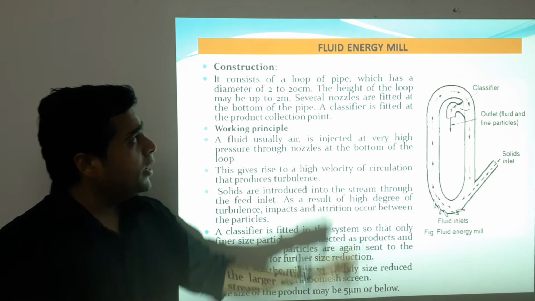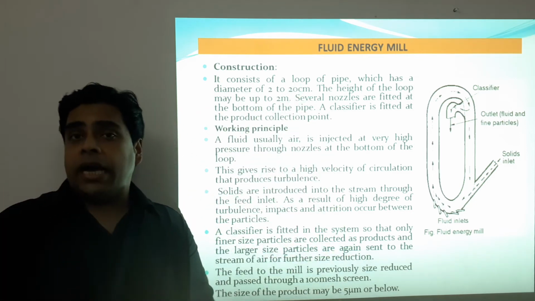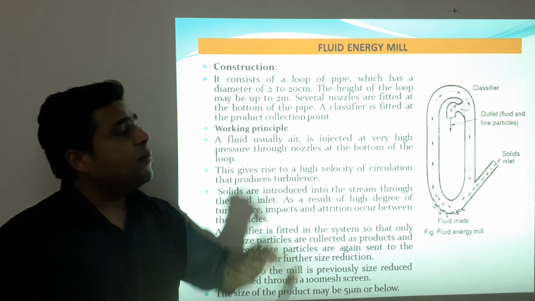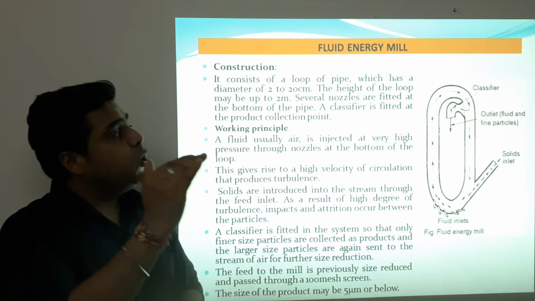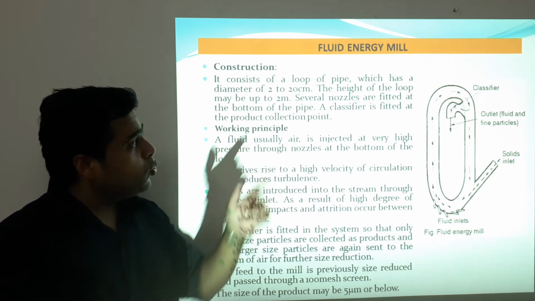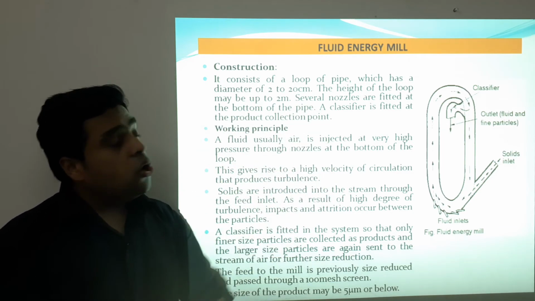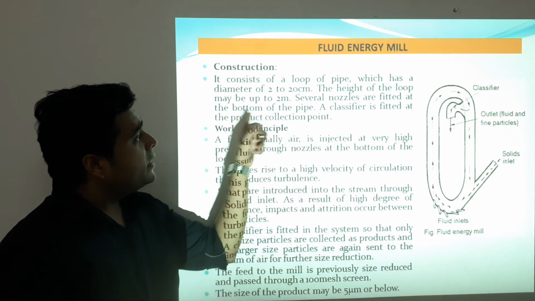Come to the construction. It consists of a loop of pipe which has a diameter of about 20 to 22 centimeters. The height of the loop may be up to 2 meters, and several nozzles are fitted at the bottom of the pipe.